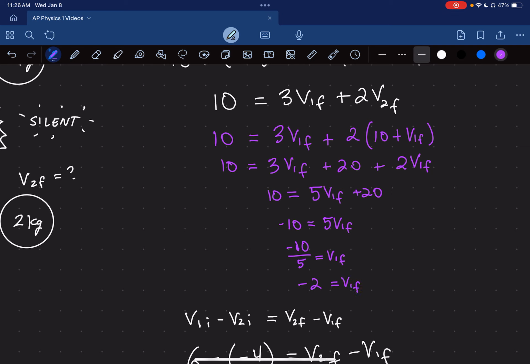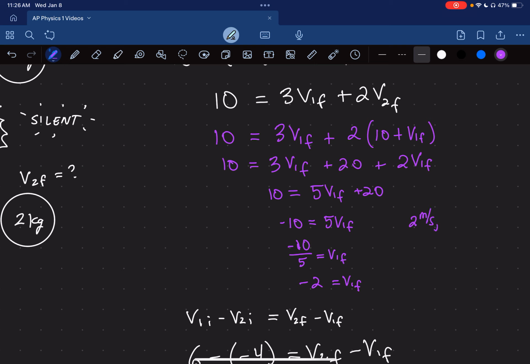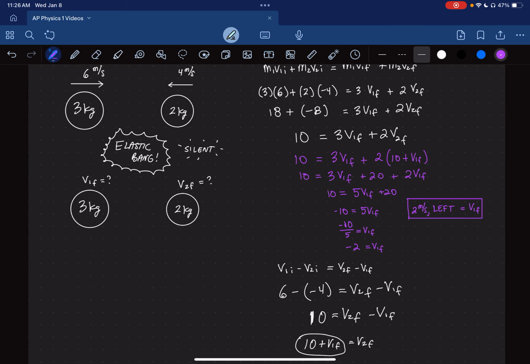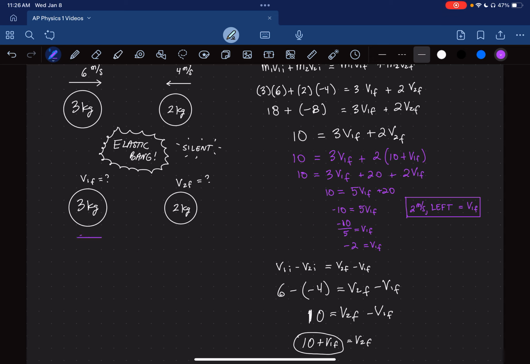Now, really important for today's lesson, always show your answer as a magnitude and direction. And so we're going to write this as 2 meters per second. The negative means left in this context. Box in our answer. Always show an answer with units. In this case, show the direction and show what that is equal to. This is equal to V1F. So I'm just going to trace that over here. It's 2 meters per second to the left. So after the collision, this 3 kilogram ball will be moving to the left.